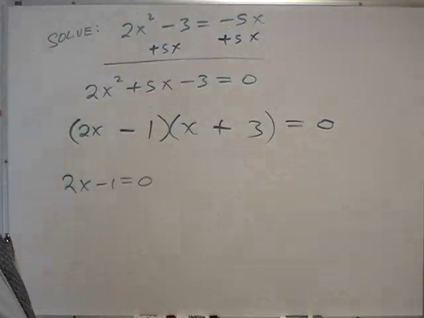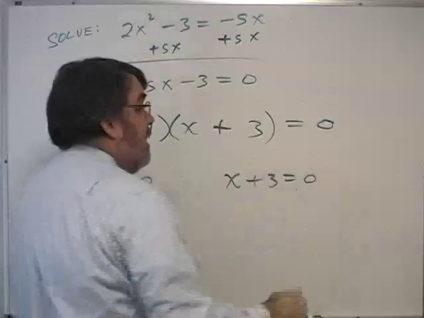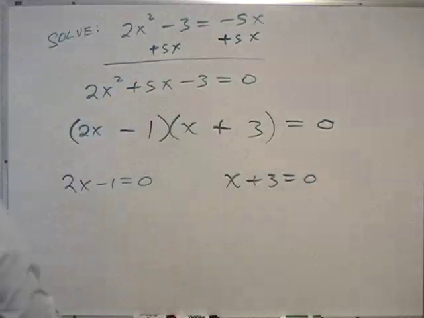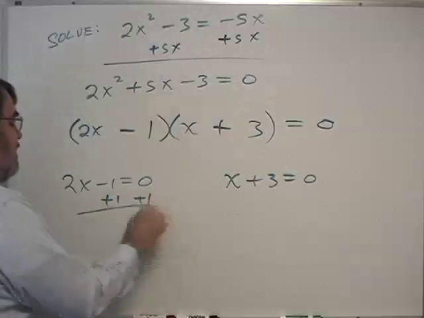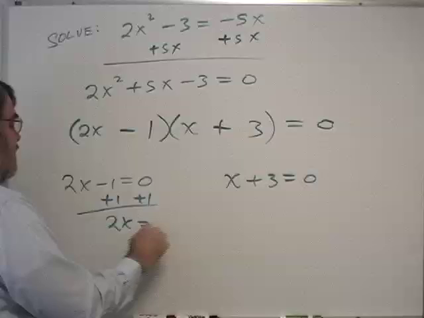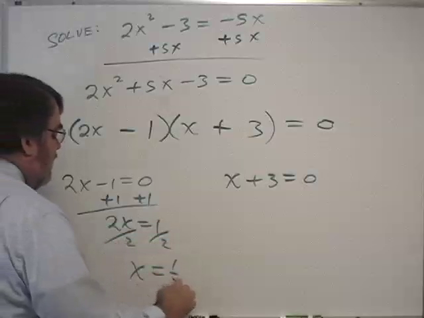Equals 0, or the second number, x plus 3, equals 0. And so we're going to look at both possibilities, and actually it shows that we have two answers. When we solve this, add 1 to both sides. I get 2x equals 1. Divide by 2. X is 1/2.